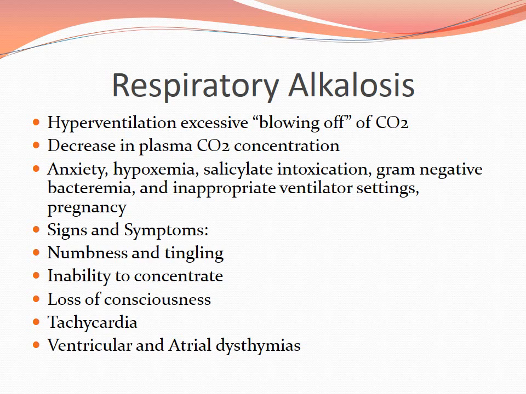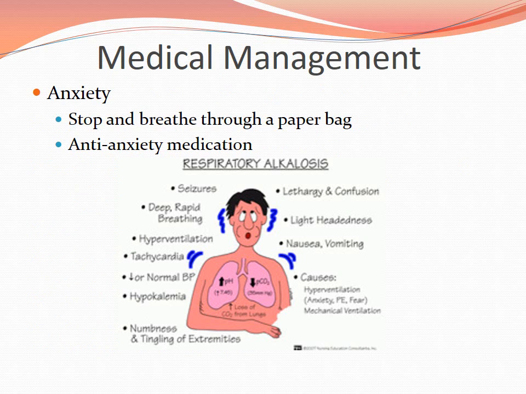Okay, so what do we see with some indications of respiratory alkalosis? You'll see numbness and tingling, inability to concentrate, loss of consciousness, tachycardia, and ventricular and atrial dysrhythmia. There's a lack of CO2, so you're going to have an alteration, and a lot of times if you're losing CO2, you're going to have a deficit in your potassium.